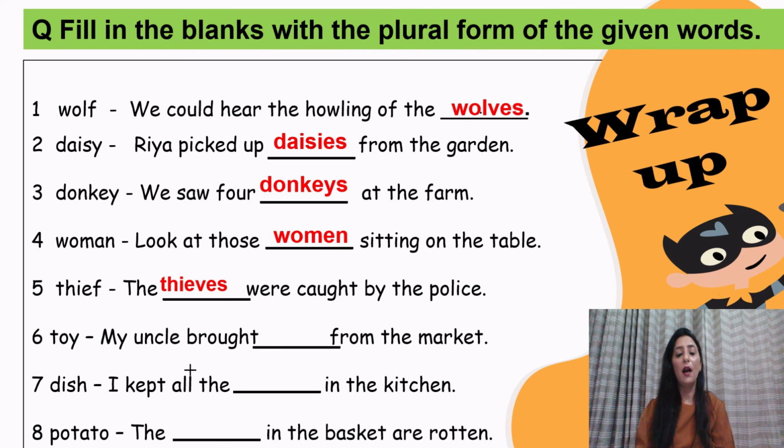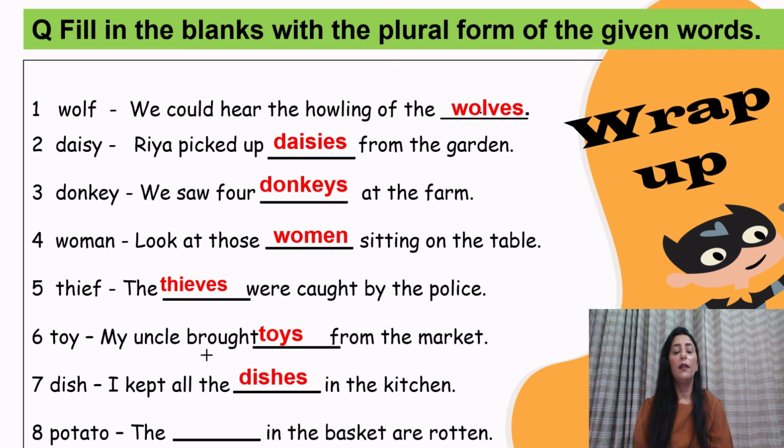Toy. My uncle brought dash from the market. So we simply add S to the word to form its plural form. So toy becomes toys. Dish. I kept all the dash in the kitchen. So the word dish is ending with SH. Now when the word is ending with SH, we simply need to add ES to the word to form its plural form. So dish becomes dishes.